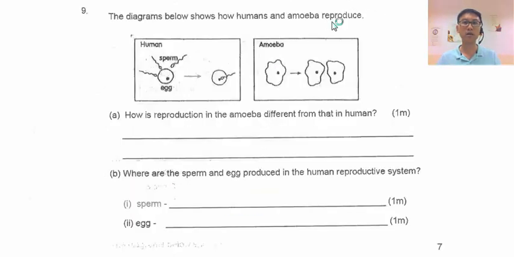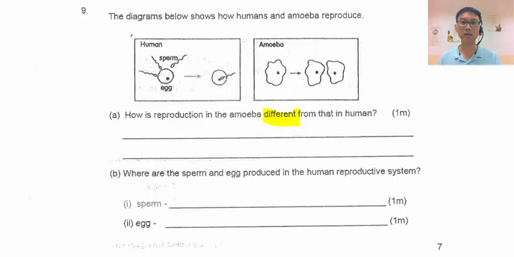Now question 9. This diagram shows how humans and amoebas reproduce. So if you look carefully, for the human, I have the egg and I have the sperm. So once the sperm goes in, a new life begins. But the amoeba, basically from one cell, it just divides or splits into 2 cells. Okay, so the question is, how is reproduction in amoeba different from that of a human?